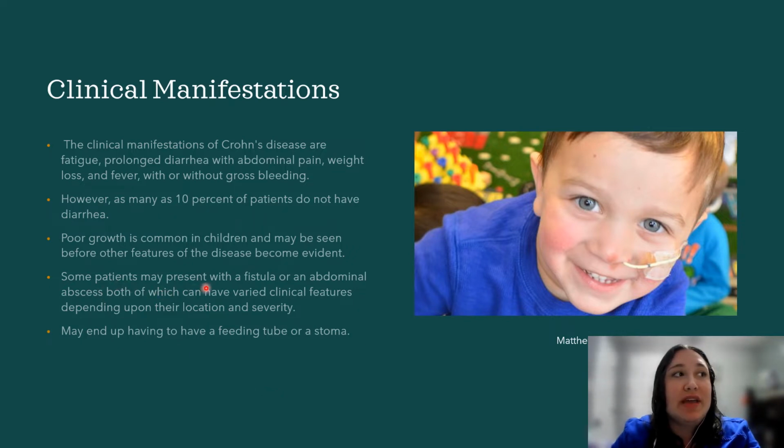Some patients may present with a fistula or an abdominal abscess, both of which can have varied clinical features depending upon their location and severity. And they may end up having to get a feeding tube or a stoma. Like this little boy, his name is Matthew, and he ended up having to get a feeding tube from his Crohn's disease.